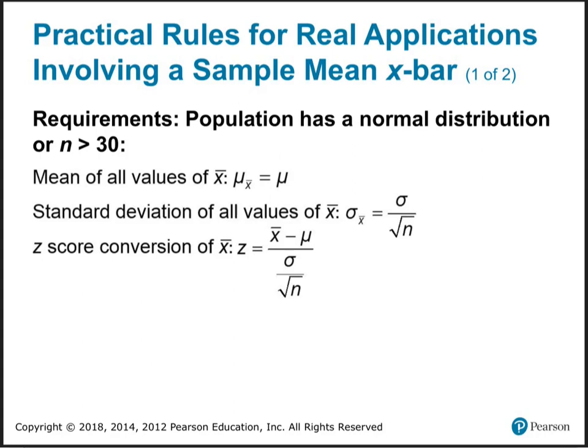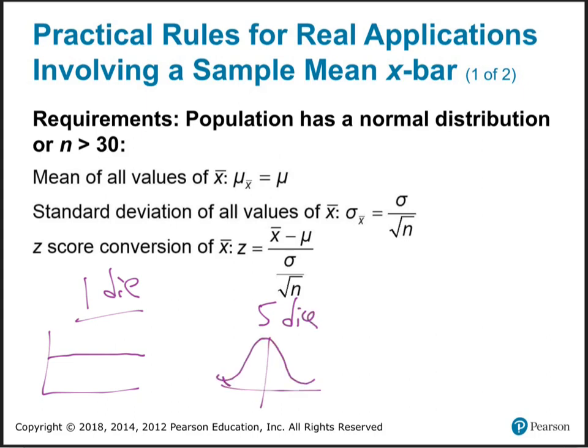Well, if it's not normally distributed, like remember the dice, if you roll just one die, that comes out level, doesn't it? That's not normally distributed. That's not a bell. For one die, that's not a bell. But when I turn it into 5 dice, it becomes much more of a bell, doesn't it?